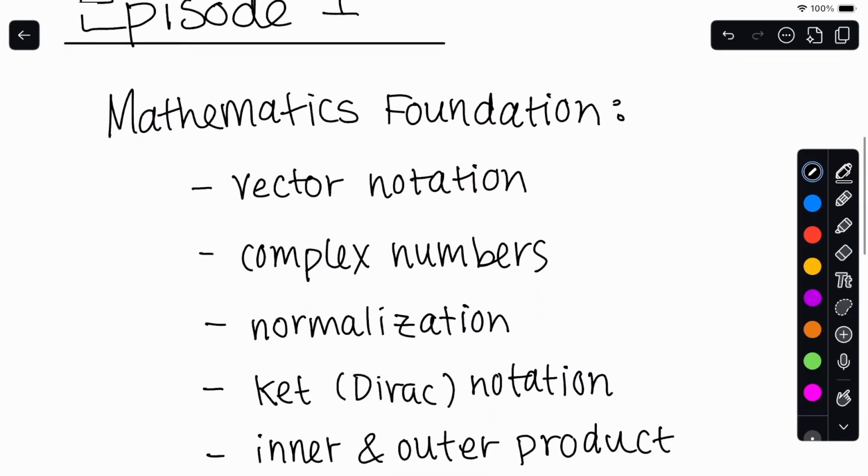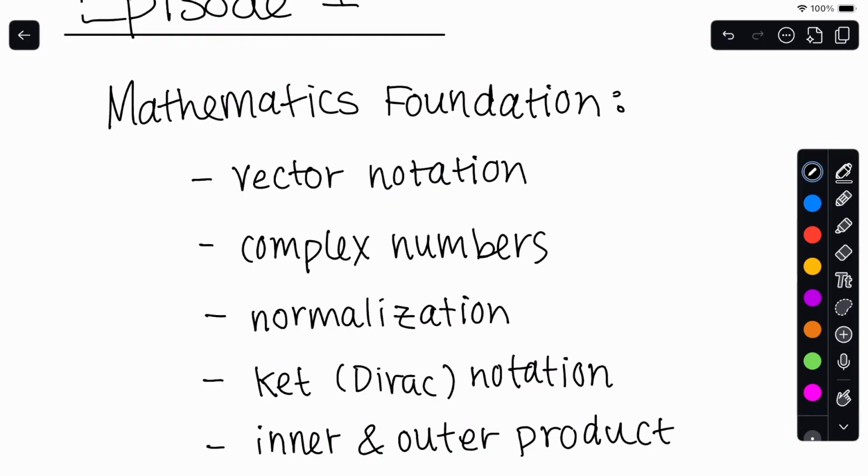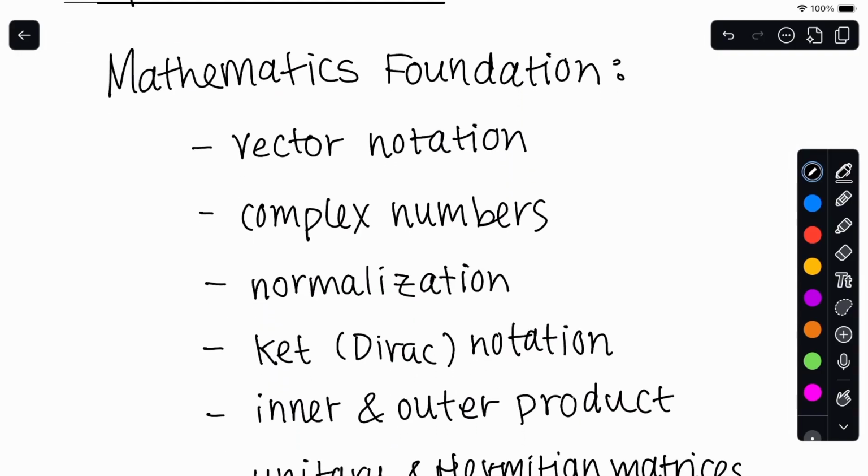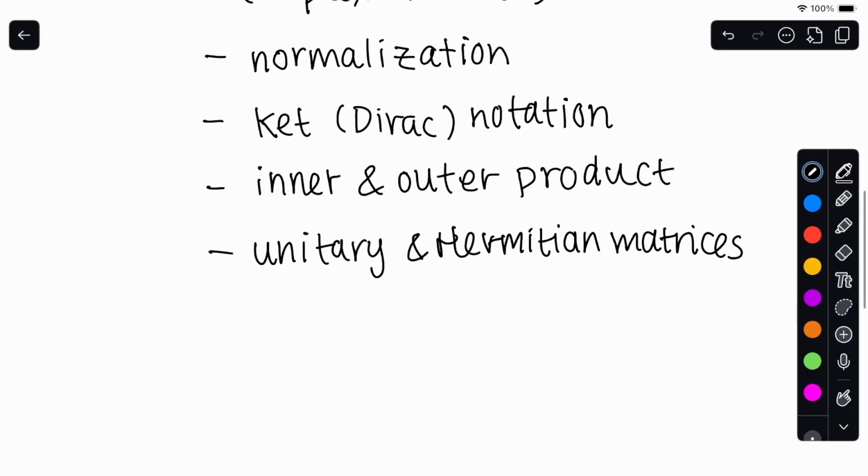Today, we're going to be going over some foundational math concepts that we're going to be using throughout the course. These are mostly coming from linear algebra. And the things we're going to cover today are vector notation, complex numbers, normalization, Ket or Dirac notation, which is specific to quantum mechanics, inner and outer product, and then unitary and Hermitian matrices.